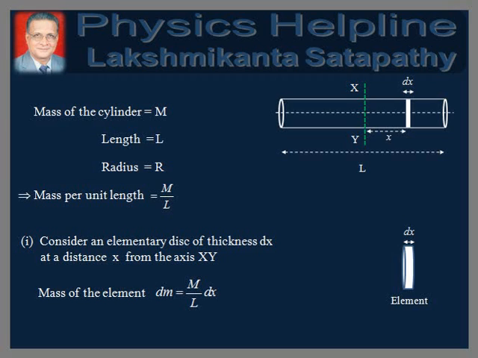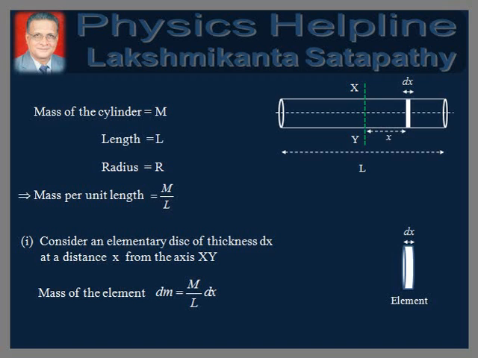It is given that mass of the cylinder is equal to m, its length is equal to L, and radius is equal to r. This gives the mass per unit length is equal to m by L. In the first step, consider an element of thickness dx at a distance x from the given axis xy. It is obtained by cutting a slice perpendicular to the axis of the cylinder. Hence, the element is a thin circular disc of thickness dx.